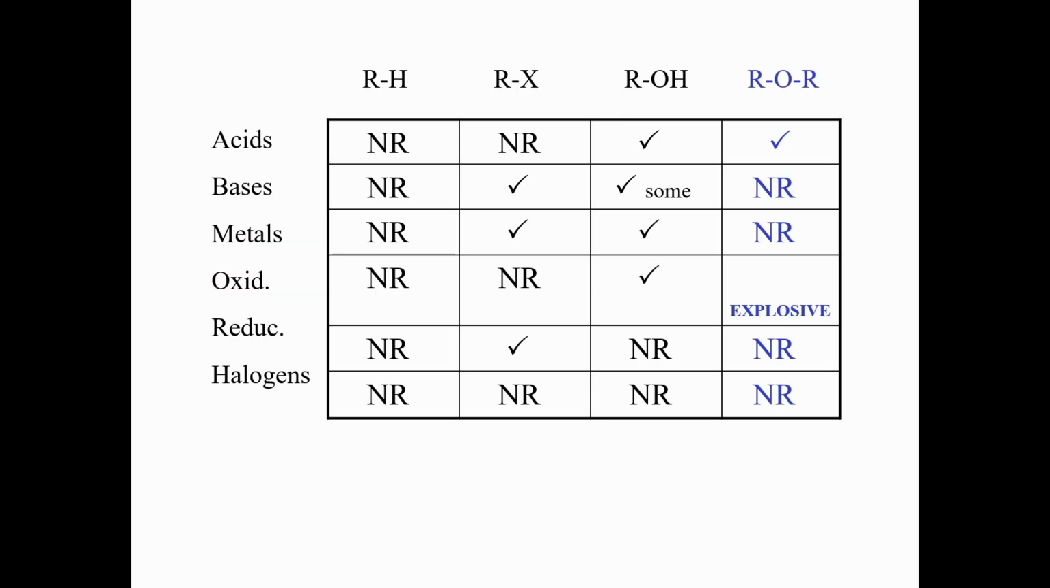If you look at the table, we realize that ethers are not reactive. From this table, our focus is on the blue highlighted row for ether. Ether cannot react with bases, cannot react with metals, cannot undergo oxidation, cannot undergo reduction, and cannot react with halogens. So ether can only have one reaction, which is reacting with acids.